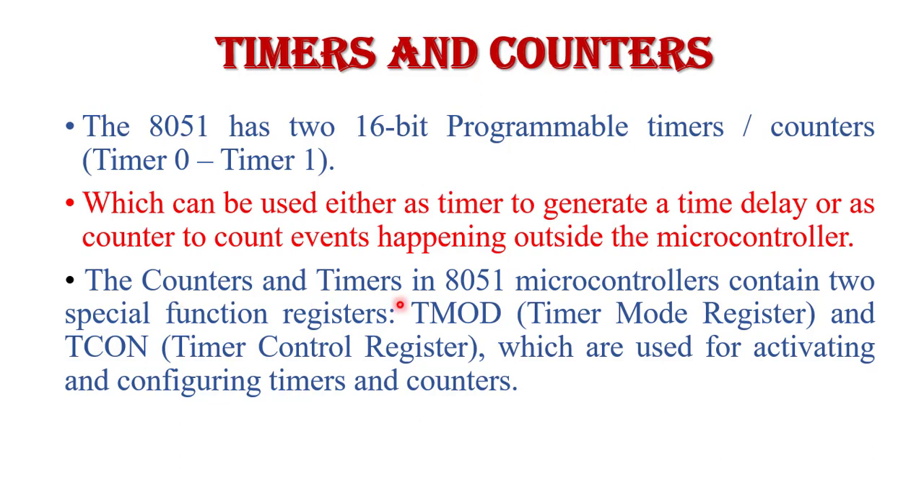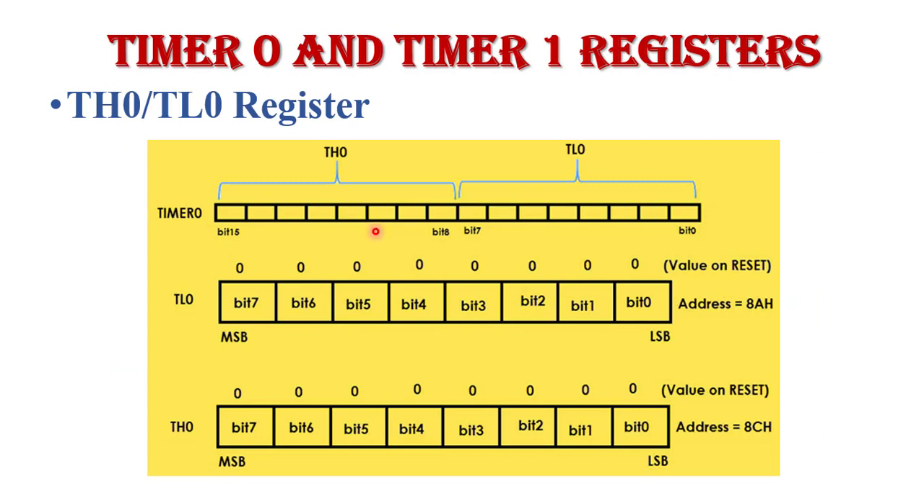So, for this timer or counter, the 8051 microcontroller contains two special function registers, called the TMOD register and the TCON register. These two registers are basically used for activating and configuring timers and counters. Other than these two registers, the timer and counter of 8051 contain the timer 0 register also and the timer 1 register also. So what is the timer 0 register? Timer 0 is basically a 16-bit register. Here we see in the diagram bit 0 to bit 15.